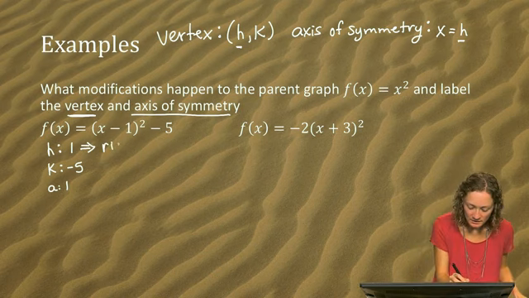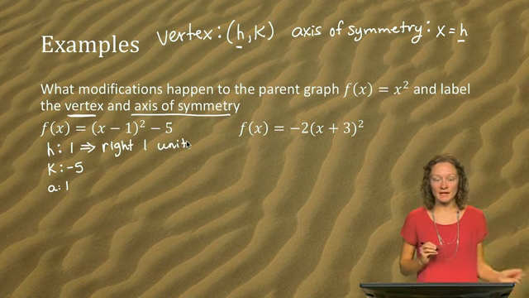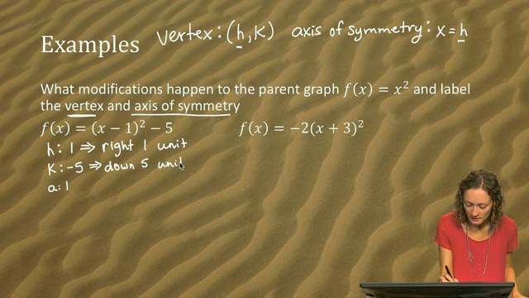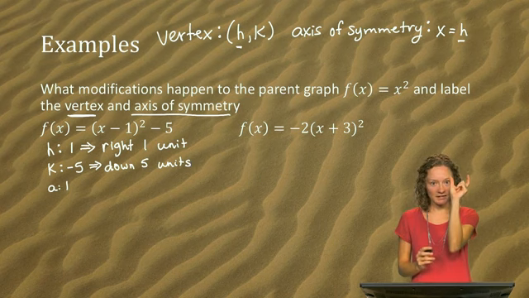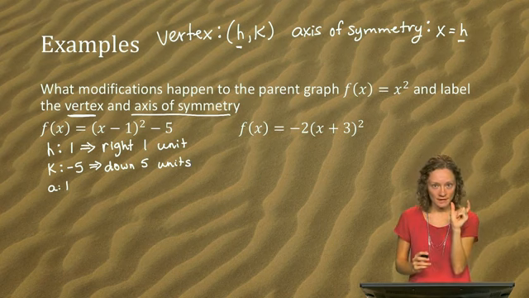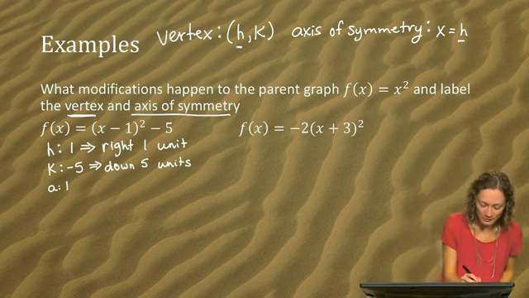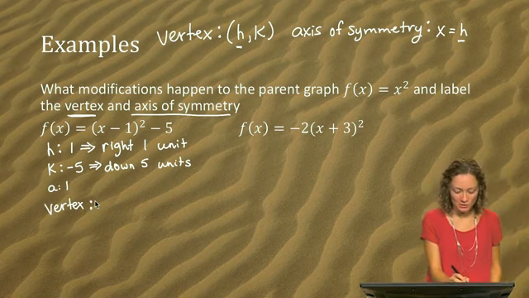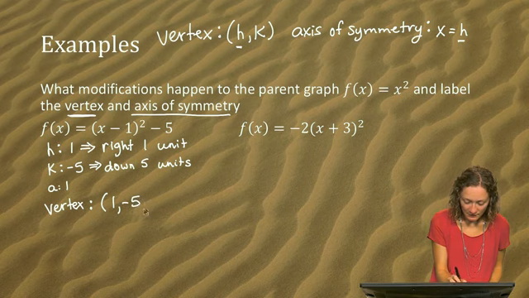So, right, 1 unit. And a k value of negative 5, remember negative causes a down movement, causes it to move down a total of 5 units. So from the standard graph, the picture is picked up and moved to the right 1 unit and then down 5 units. And those are the only modifications that happen. Okay, then we're also going to label the vertex. The vertex is the h, k value. It's an ordered pair. It's a point. So in this case, it would be 1, negative 5.